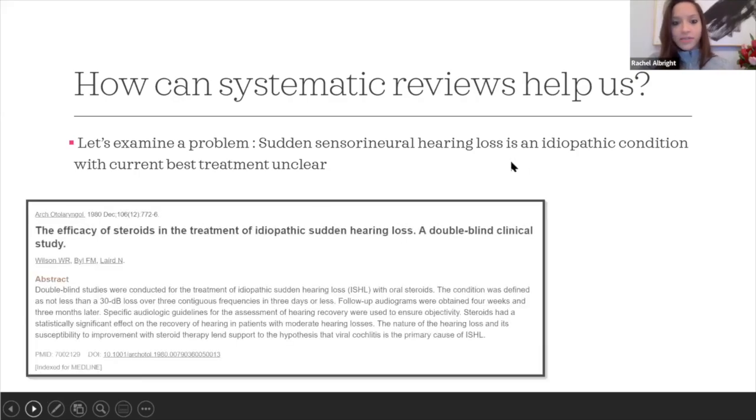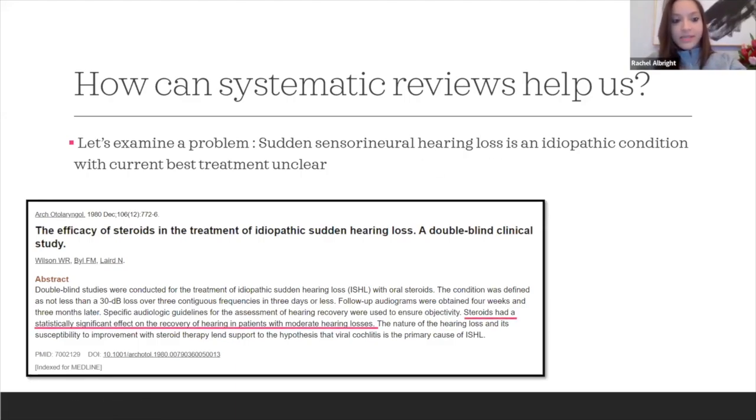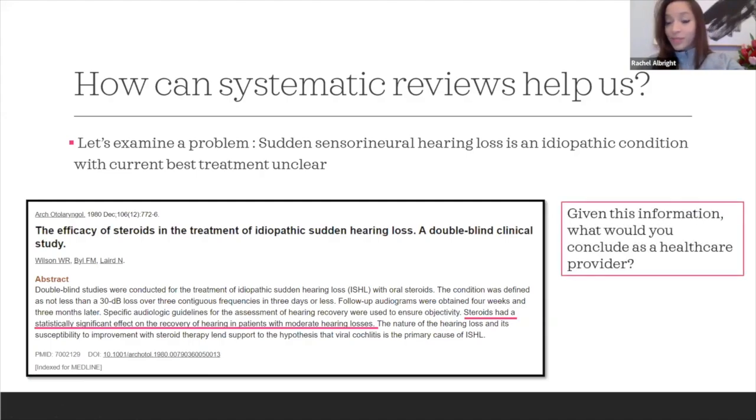We're looking through the literature, seeing what it shows, and we come across this study. It's a double-blind clinical study looking at the efficacy of steroids for the treatment of sudden hearing loss. And the results say that steroids had a statistically significant effect on the recovery of hearing in patients with moderate hearing loss. As a healthcare provider, what are you going to conclude from this? Well, if I don't know what the best treatment is, and I'm seeing this study, which seems like a reasonable study design showing that it's effective, I'm going to start prescribing systemic steroids for this problem, right?